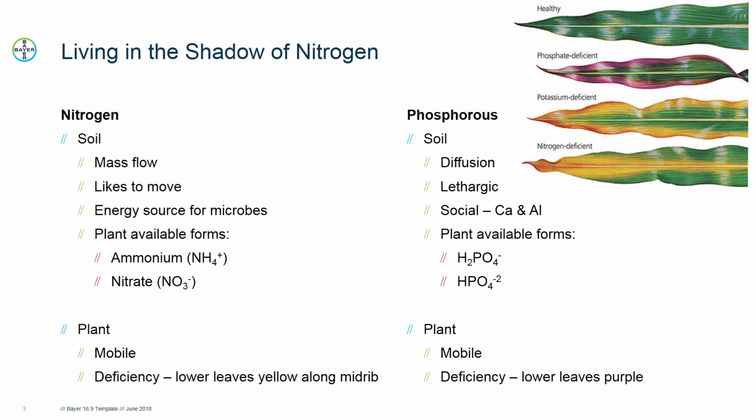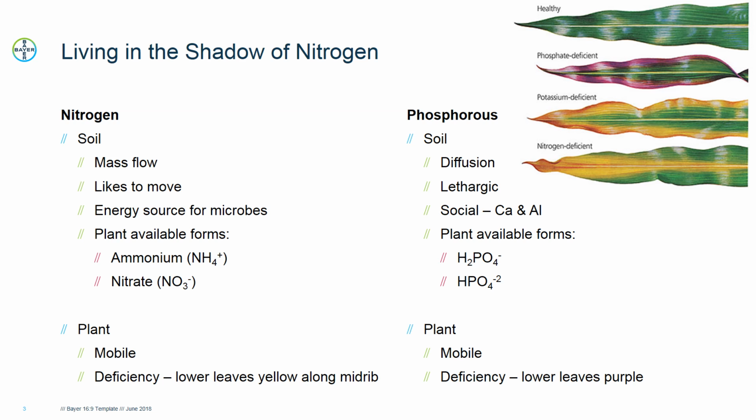In the soil, nitrogen moves about via mass flow, which in essence is nitrogen moving with the flow of water. Phosphorus, however, moves via diffusion, or from an area where phosphorus is highly concentrated to an area where it is lowly concentrated. To compare the two speeds of these processes, mass flow can be thought of as driving to the grocery store, whereas diffusion can be thought of as walking to the grocery store. So nitrogen does like to move about our soil profile quite a bit, whereas phosphorus is a little more lethargic in the soil profile.